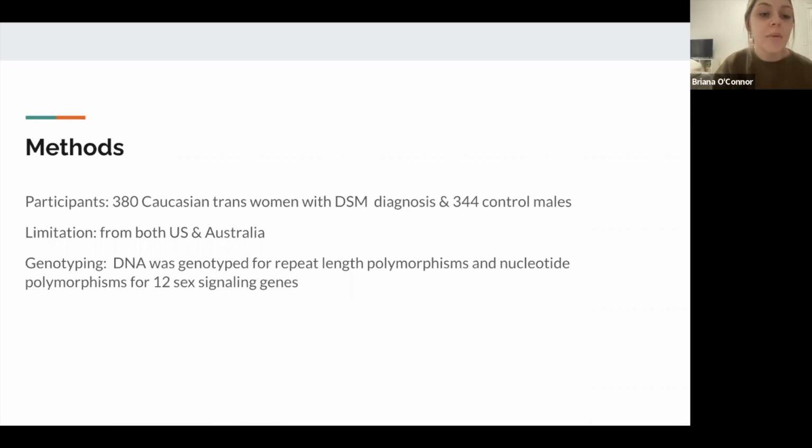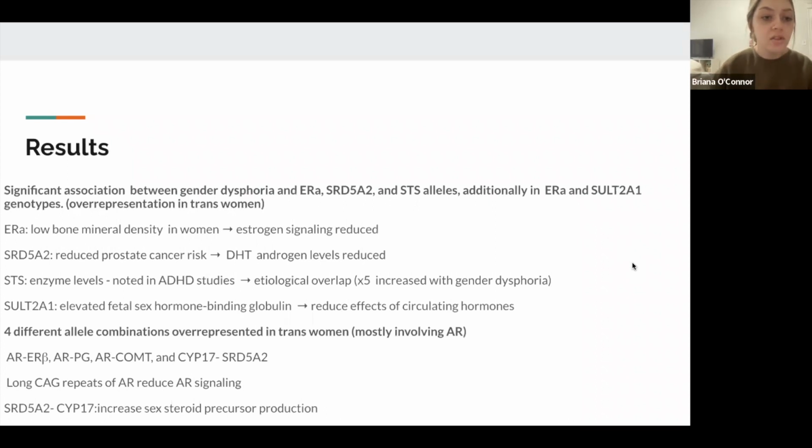So DNA was extracted from either whole blood or saliva samples, and then the extracted DNA was then genotyped for repeat length polymorphisms for the 12 sex signaling genes analyzed. So there was a significant association found between gender dysphoria and ER alpha, an estrogen regulator gene that is associated with low bone density in women. So this overrepresentation could lead to a reduction in estrogen signaling.